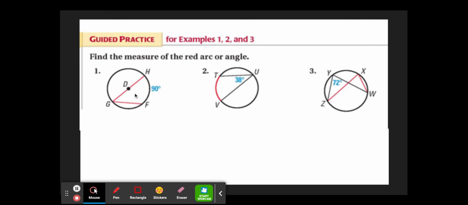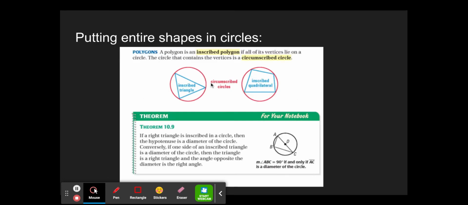So here we can start seeing some examples. If this is 90 degrees, then that makes angle D 45. If this is 38 degrees, then I would double that to get 76 for that arc TV. If this is 72, well, then the other angle is 72 because they both open up to arc ZW. This stuff is just fun and interesting to talk about.